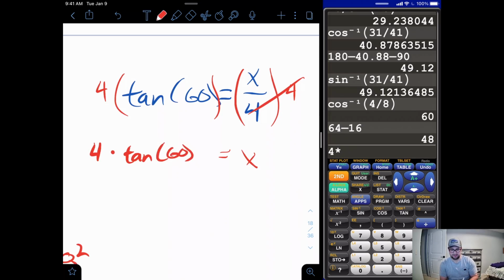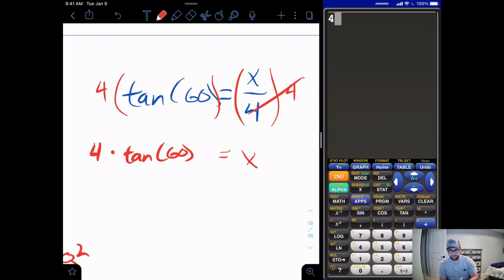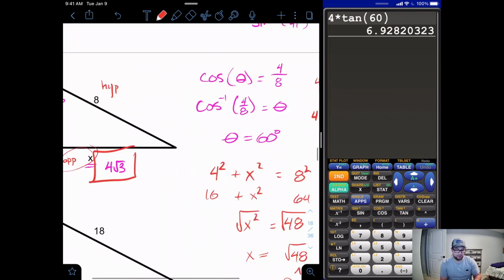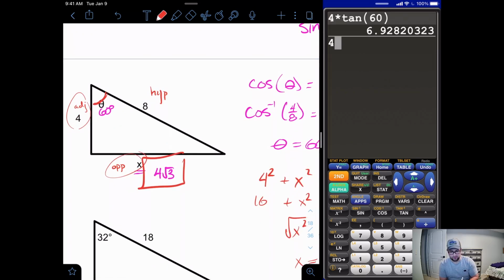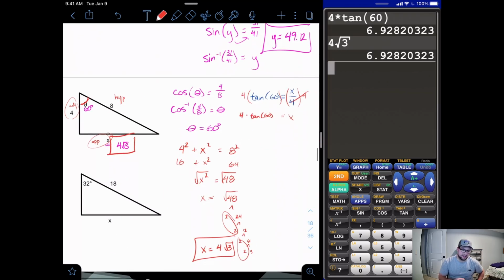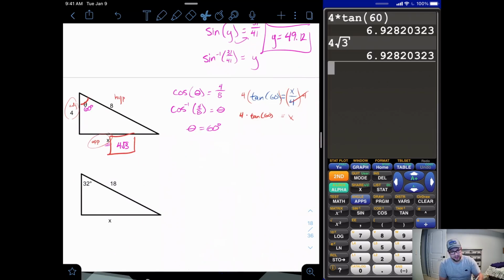4 times tangent of 60 gives us 6.92. Now, if I just take 4 square root 3, I do find out that I get exactly that same number, right? So lots and lots to consider here. I'm going to get rid of some of this extra work. Let's do this last problem.